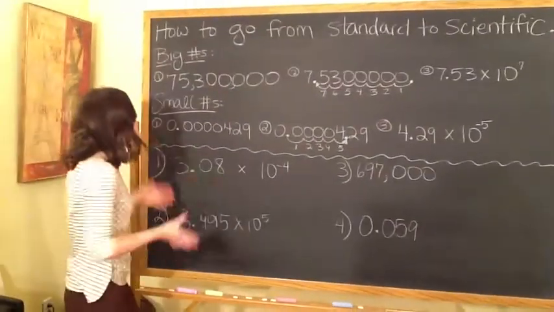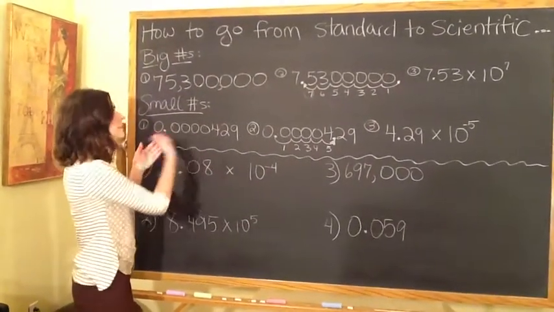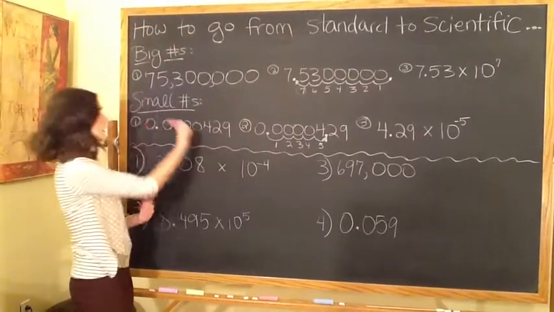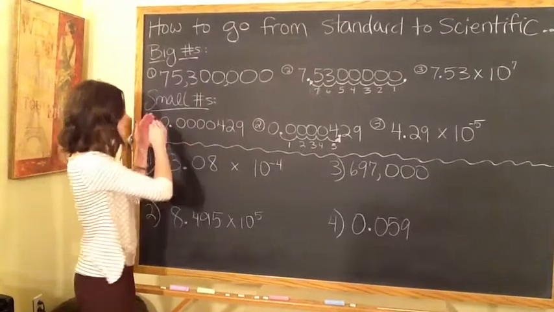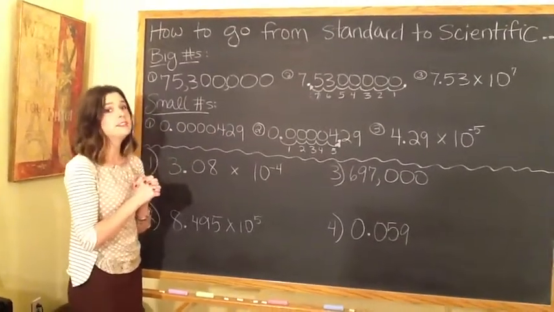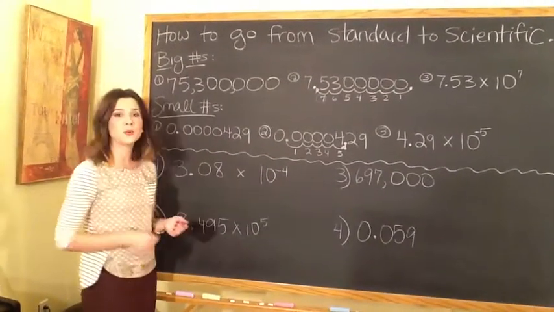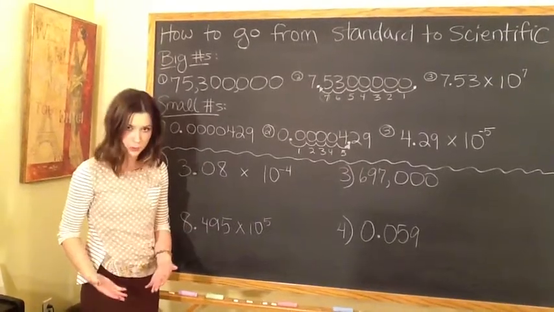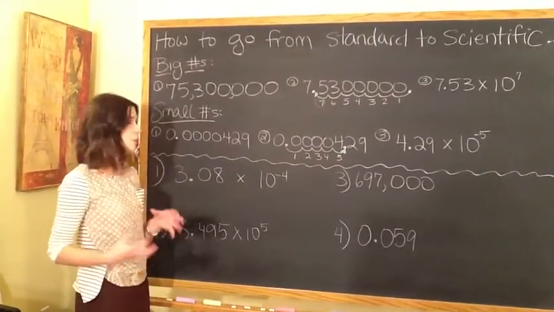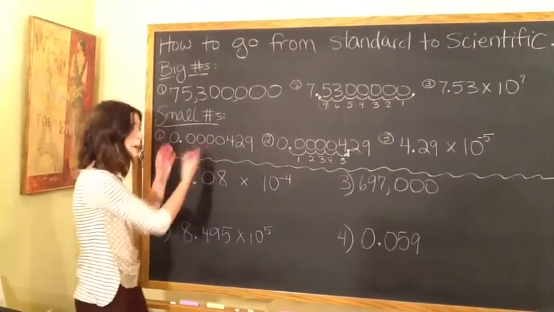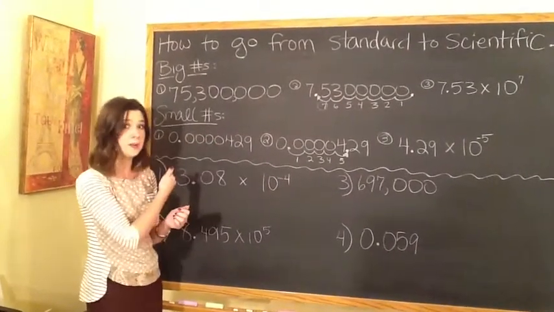Now, how do we deal with the small numbers? Now instead of our decimal being way to the right, it's way to the left. So how do we deal with that situation? First of all, we look at it and we say, this is a really small number. There's a decimal. So we're going to be using a negative exponent. Because remember, negative exponents are a part of something. It's a fraction, a portion of something. So we're talking about a part of something because this is not a whole number.